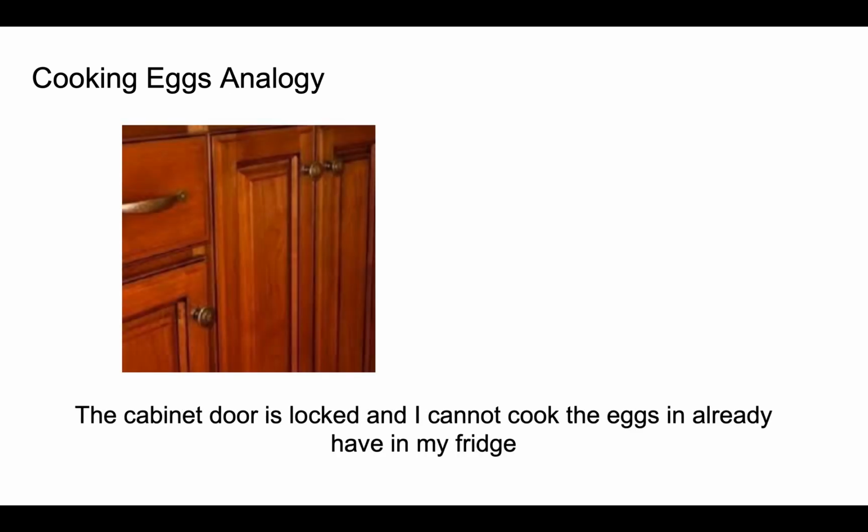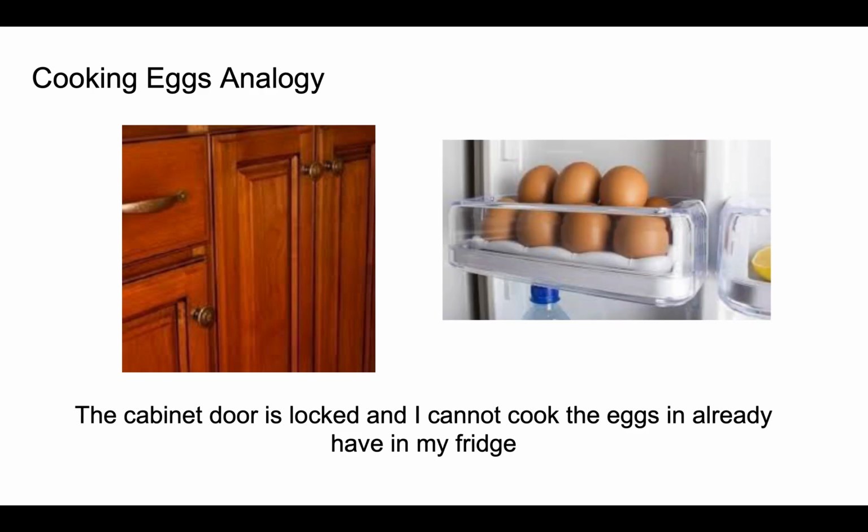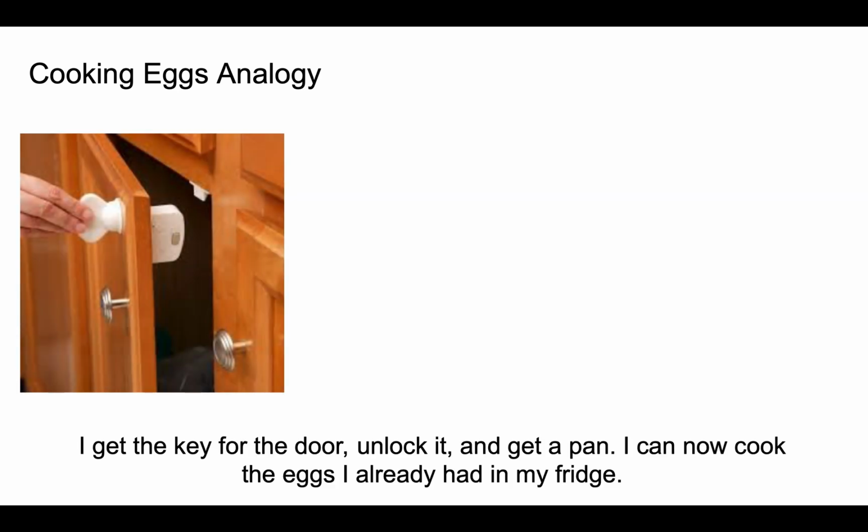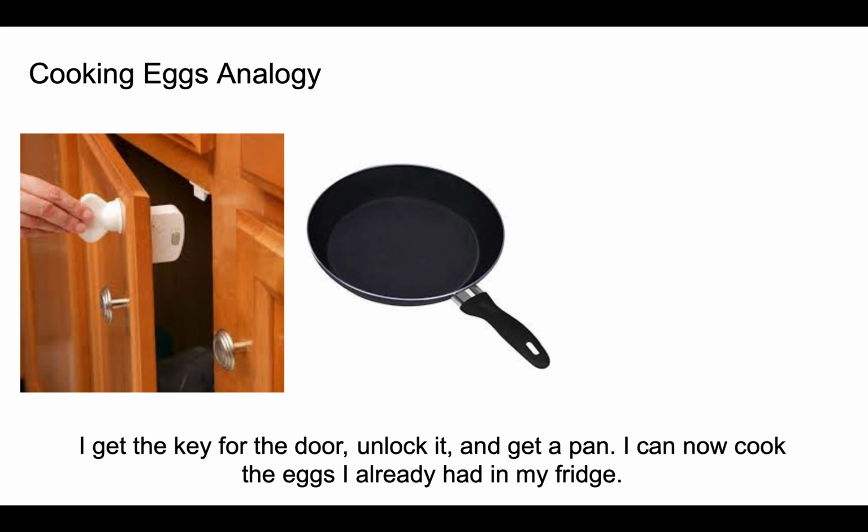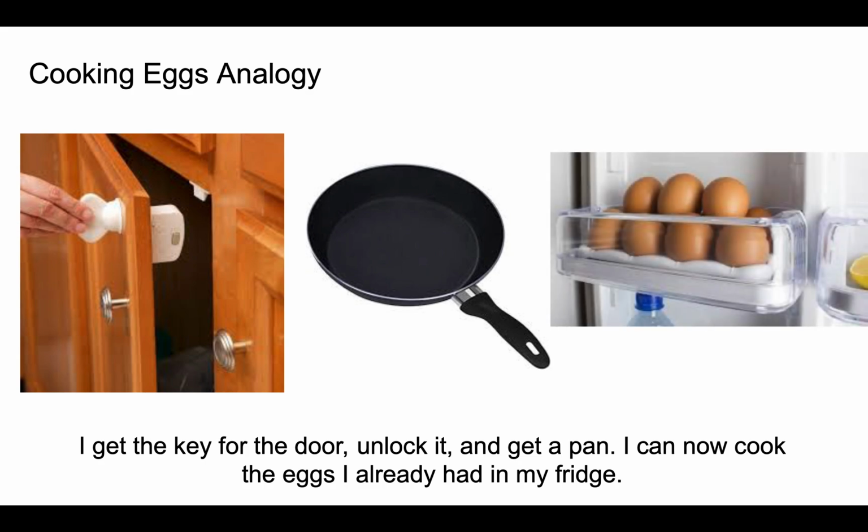Under normal circumstances, my pantry door is locked and I am unable to cook the eggs I already have in the fridge. However, when I have the key to the cabinet, I am able to get into the door, get a pan, and now that I have a pan, I am able to cook the eggs that are in my fridge. In this analogy, the locked cabinet represents the inactive activator and no transcription takes place.